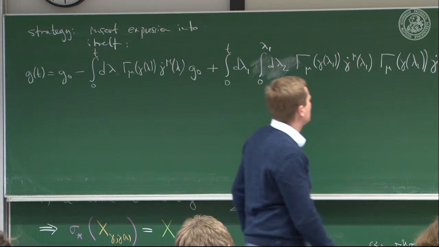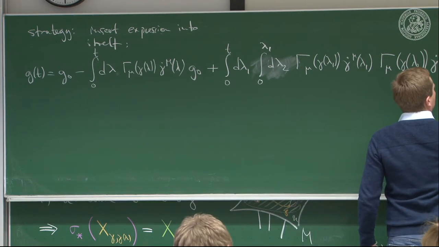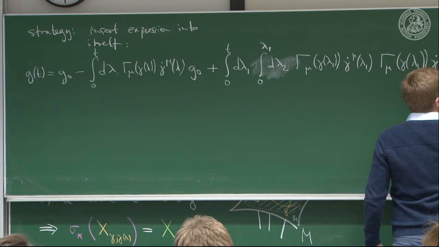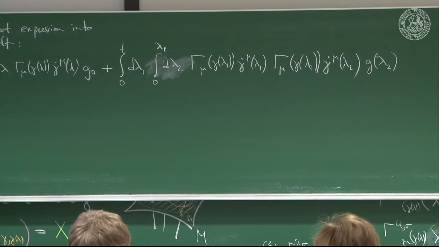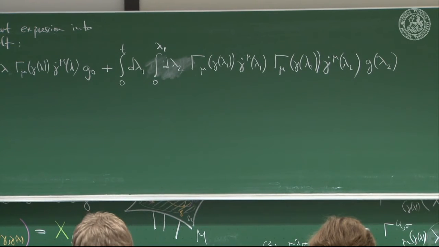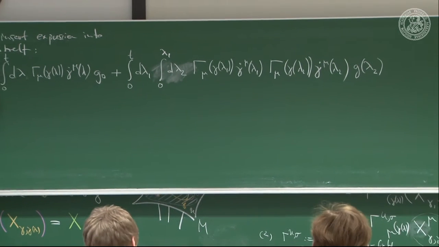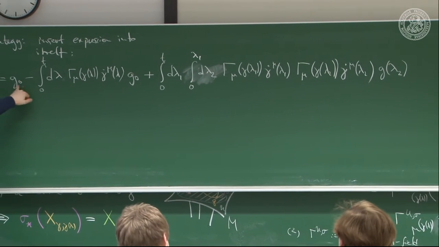G of lambda. G of lambda 2, right? Yes. G of lambda 2. Aha, okay, what have I achieved? Well, I made the whole thing more complicated without apparently achieving anything, because, well, this term can be calculated now.